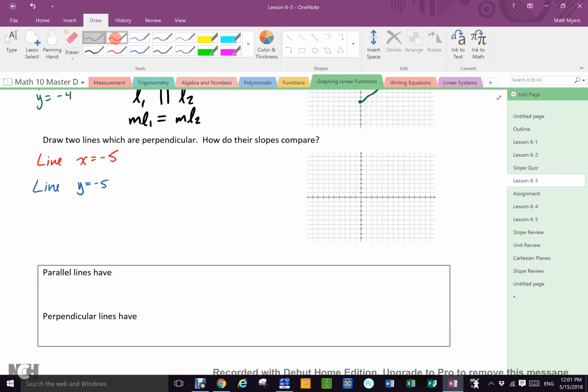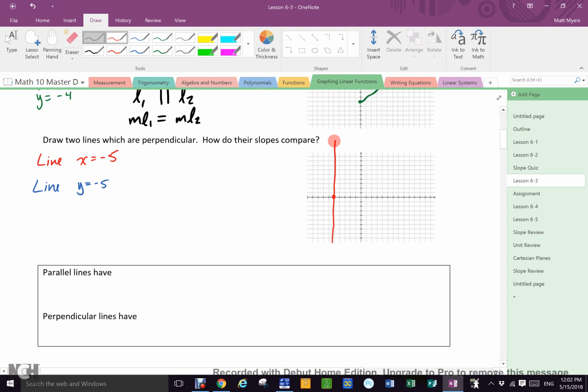How do I draw the line x equals -5? Where must I go? To -5 on the x-axis. 1, 2, 3, 4, 5. Great. How do I draw the line? It is this line because x always has to be -5. Everybody agree? Everybody remember that?